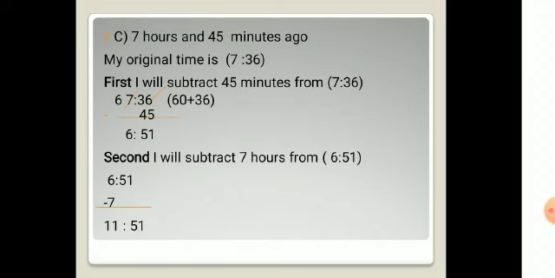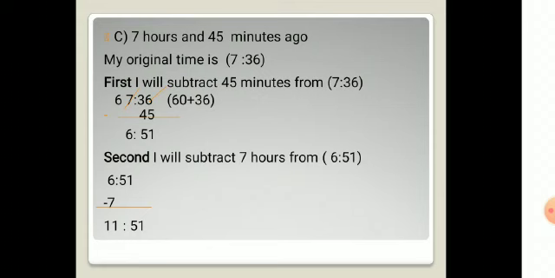The third and last part in this question is that I need to know the time 7 hours and 45 minutes ago. What's meant by ago? Ago means, yes, before. Ago means earlier. So earlier means ago means before.